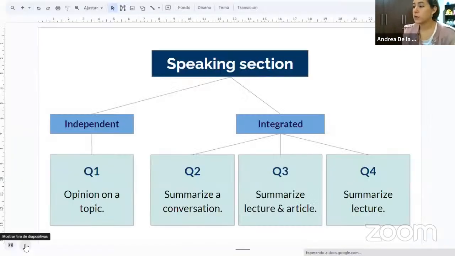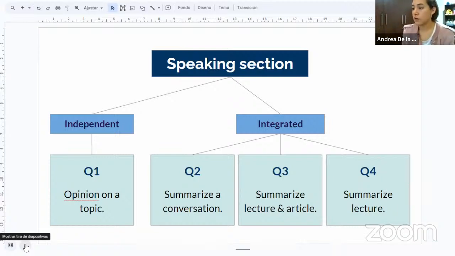Okay, guys. So in the speaking section, we have 4 different types of questions, or 4 different questions in total. Now we're going to call these questions either questions or tasks. Okay, guys, we have 4 tasks or 4 questions. Question 1, question 2, 3, and 4, or task 1, task 2, task 3, and task 4.